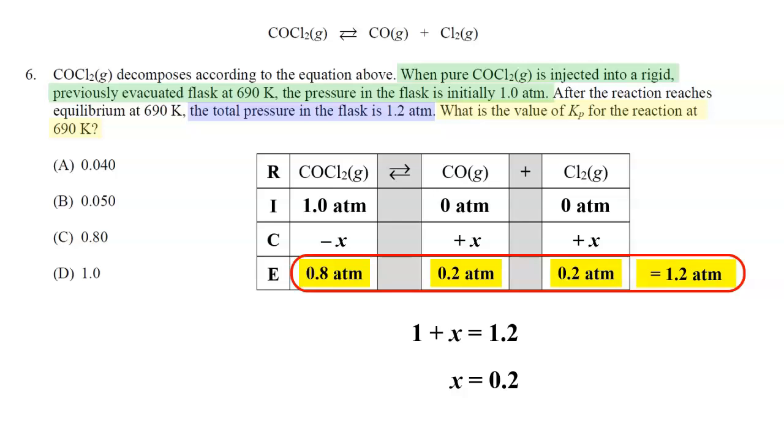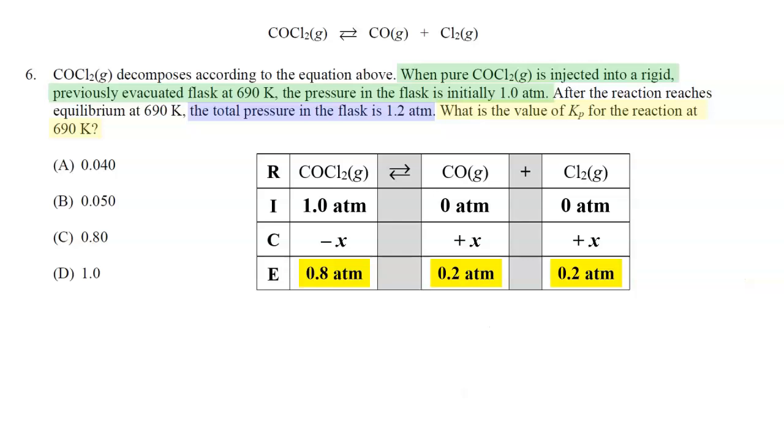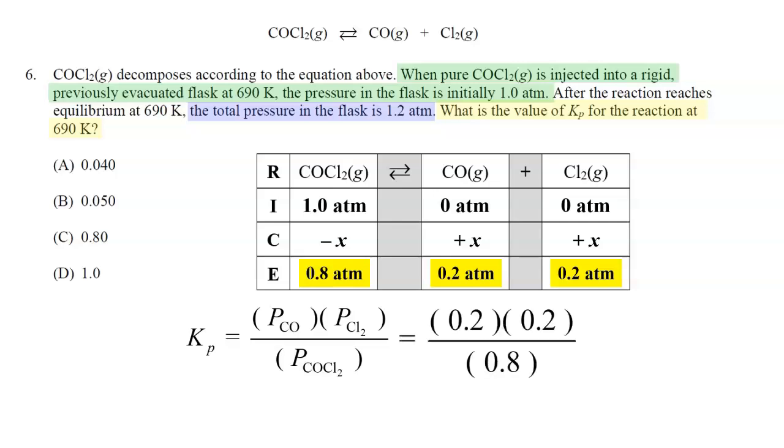And the question says, what is the value of Kp for the reaction at 690 Kelvin? Well, now that we have the partial pressures of all three gases at equilibrium, let's just plug these numbers into the Kp expression. So the Kp expression would be products over reactants, the partial pressure of CO times the partial pressure of Cl2 divided by the partial pressure of COCl2. So the math would be 0.2 times 0.2 divided by 0.8. So the correct answer to question 6 is 0.05, which is choice B.